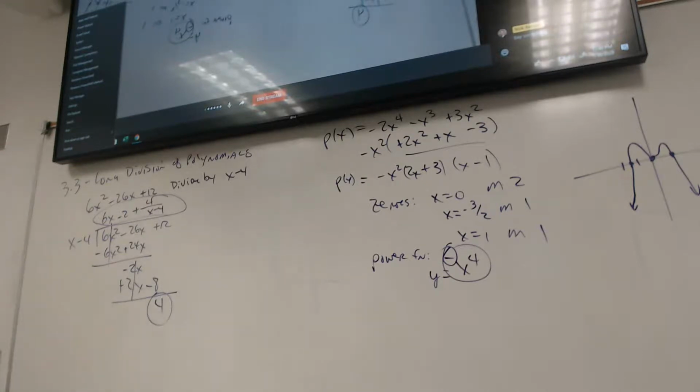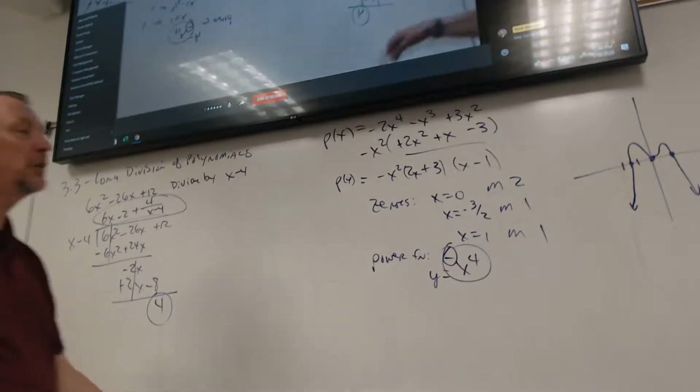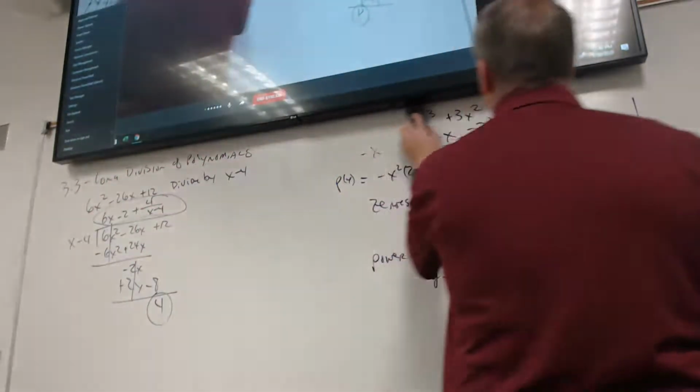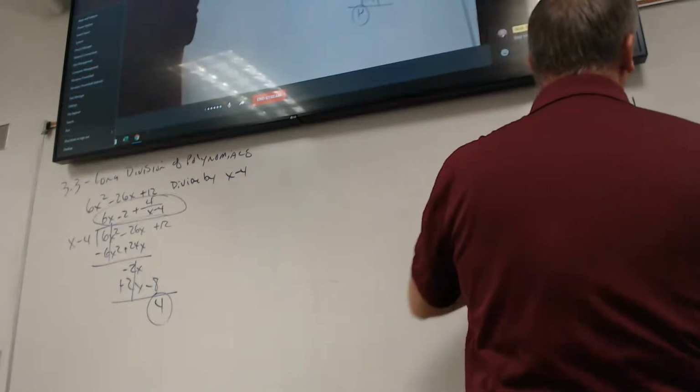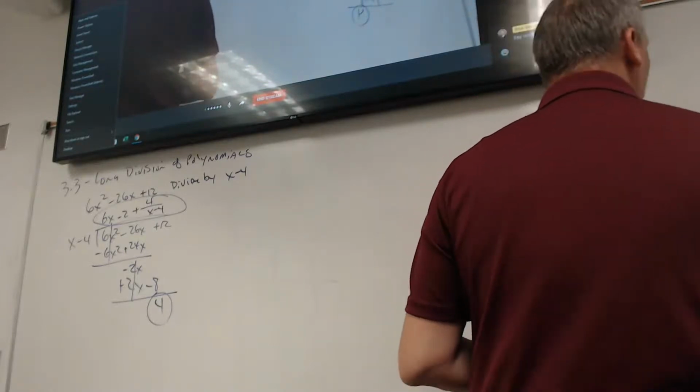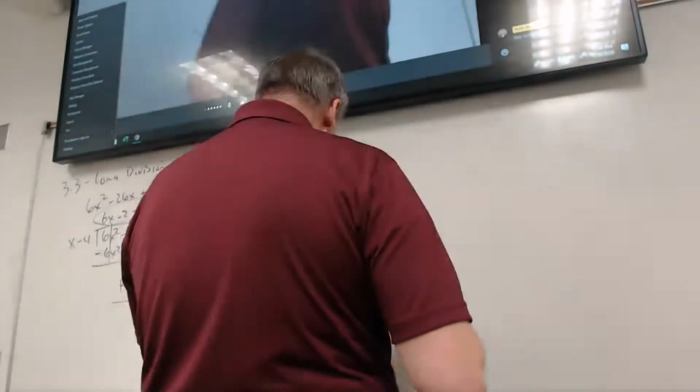All right, let's do another one. I am going to show you a shortcut on Monday, but I don't want to do that yet. And the shortcut will not work on this next problem that I'm going to do. So you're going to have to learn long division, unless you don't want to get a good grade. Then you don't have to learn it.